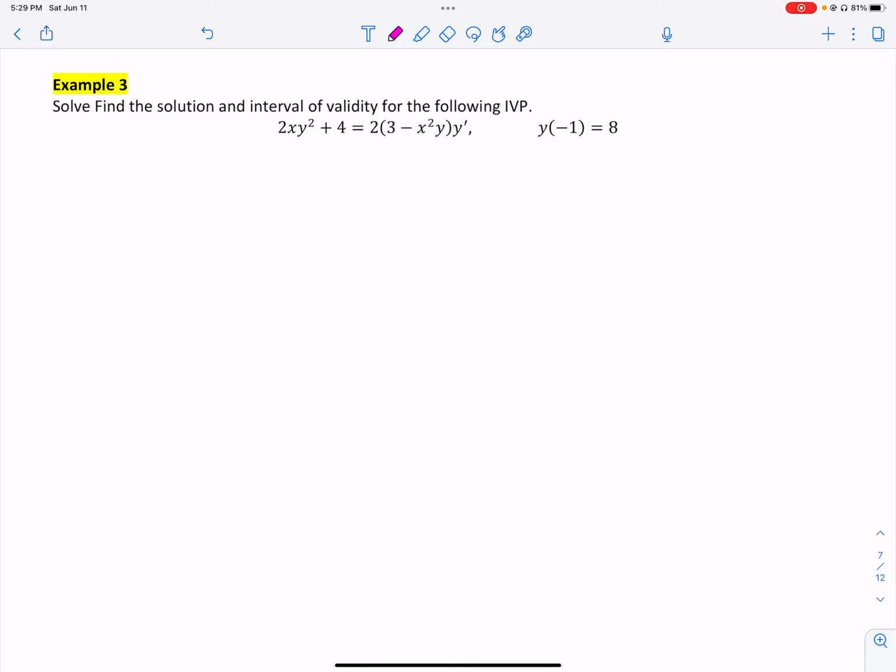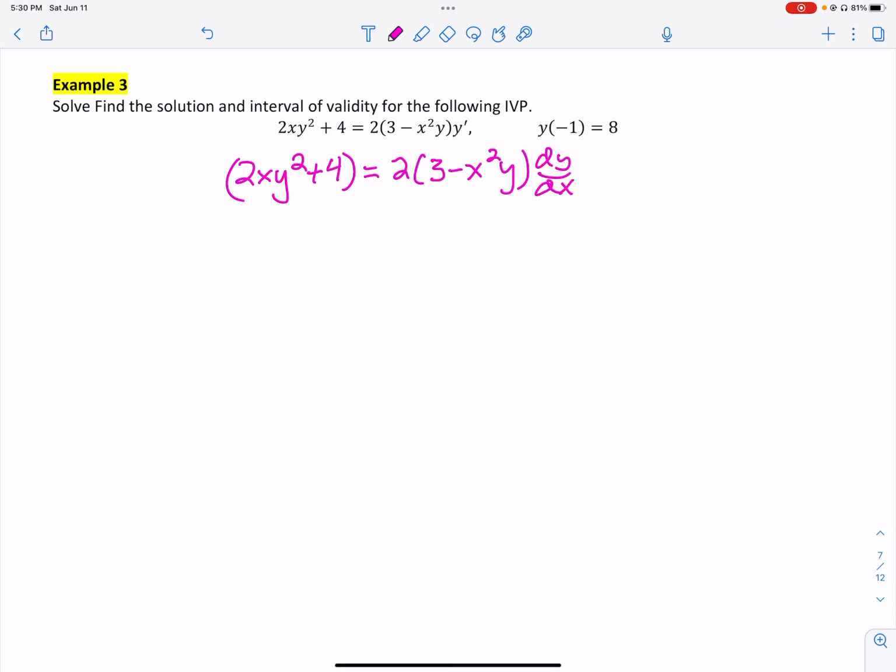In this video, we will continue our discussion of section 2.4 and 5 with another example of solving an exact equation. Looking at this equation, I'm going to move some things around to make myself feel more comfortable. So 2xy squared plus 4, I'm going to put that together, and the first thing I'm going to do is rewrite that y prime as dy/dx.